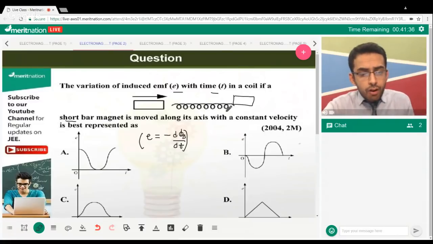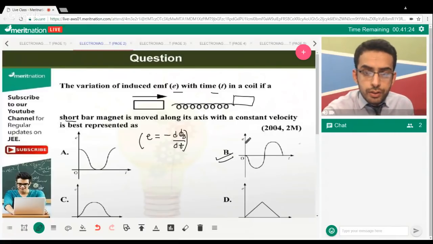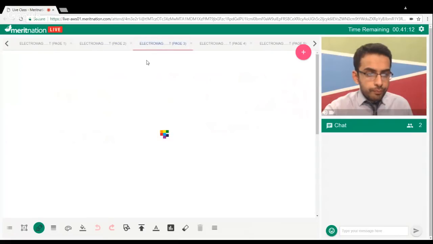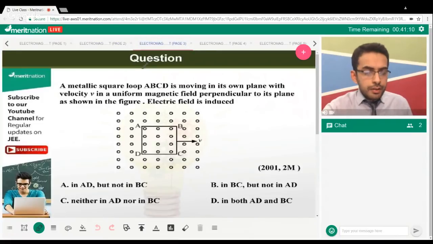So which of the following graphs tells us whether EMF is getting reversed? Only option B is telling us that the EMF is getting reversed. So that's why the correct answer is option B. So, the next question.